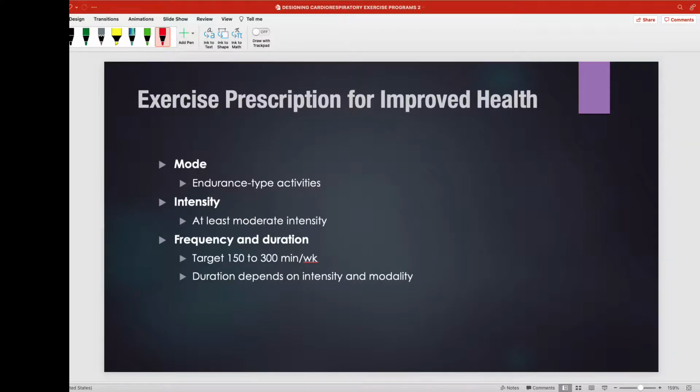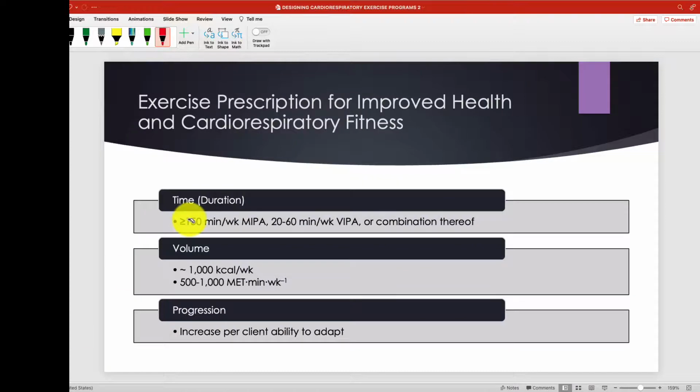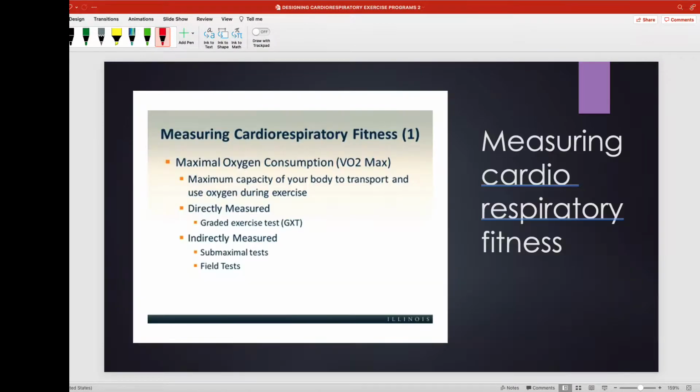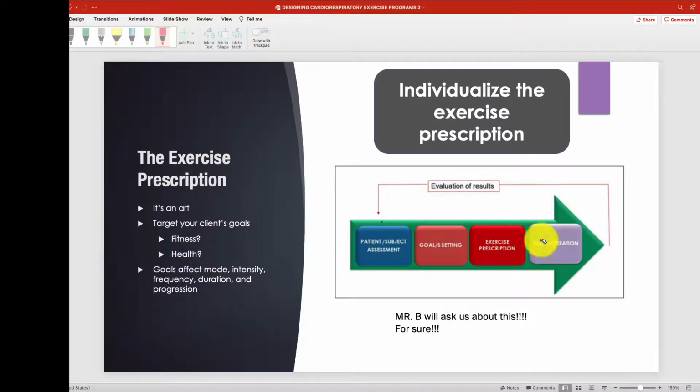Let's talk now about these prescription factors: mode, intensity, frequency, and duration. We're going to talk about those first, and then we'll talk about these other ones, such as volume and progression. These are the things that we have to think about when we get to these two sections.